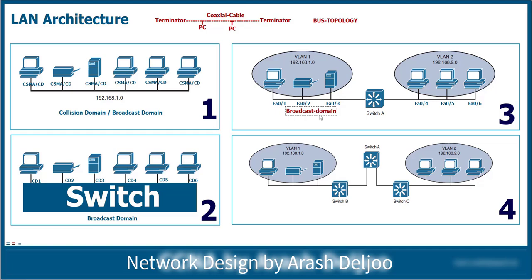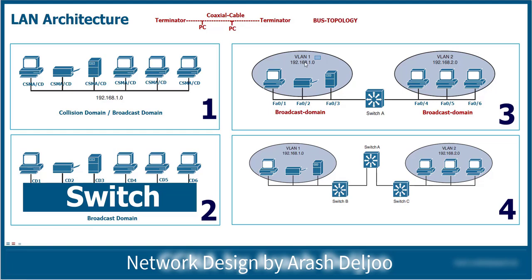Again, here we have 6 collision domains. Each port is a collision domain, but about the broadcast domain, now we have 2 broadcast domains. The switch by default has only one broadcast domain. If you need to create another broadcast domain, you should configure it. You have learned about it.